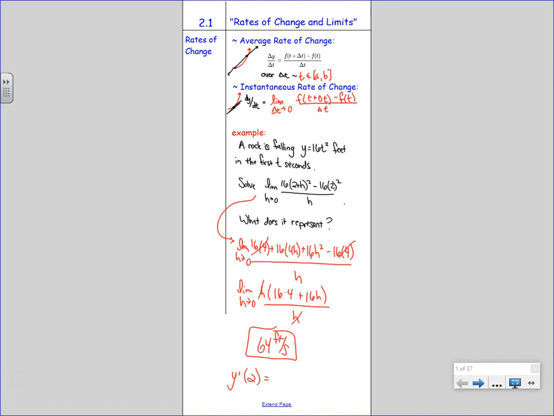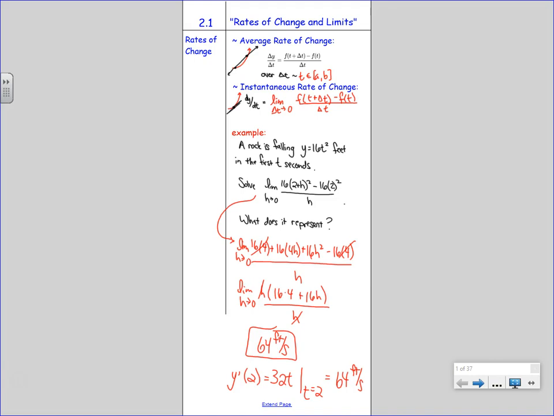So remember guys, the limit definition of a derivative, we could have back here been like, oh hey, it's the derivative of 16t squared when t equals 2. What's the derivative of 16t squared? 2t, such that t equals 2. Final answer: it's how fast the rock is falling after 2 seconds. Right? Yeah, Corey.